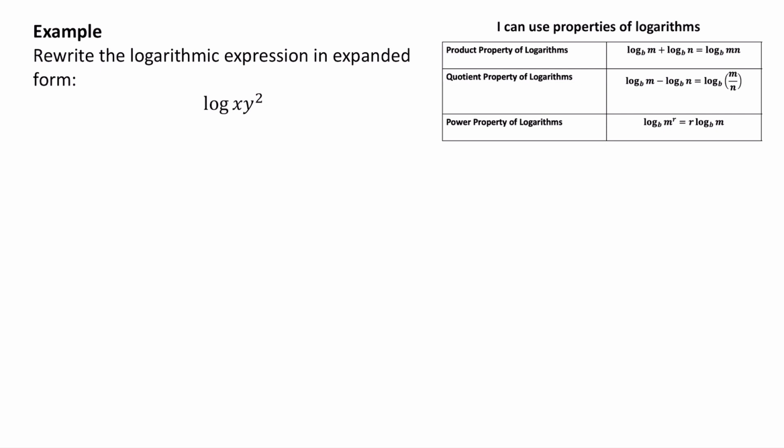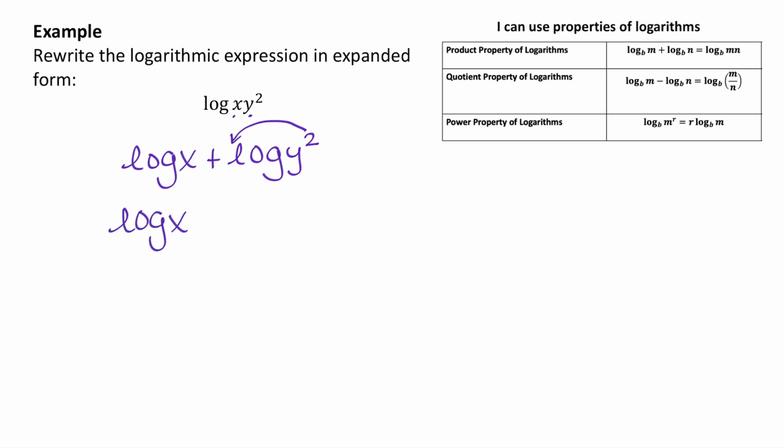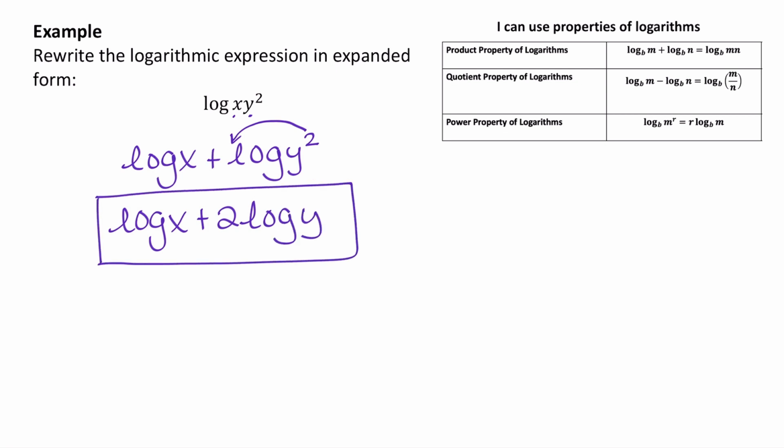Well, notice I have 2 things being multiplied together, because I have x times y squared. So I'm going to use the product property backwards. I write this as the log of x plus the log of y squared. Now since I have that exponent, I'm going to bring that down in front, and I'm going to rewrite this as the log of x plus 2 log of y. So you can see it's just using the same properties. We're just going forwards and backwards.